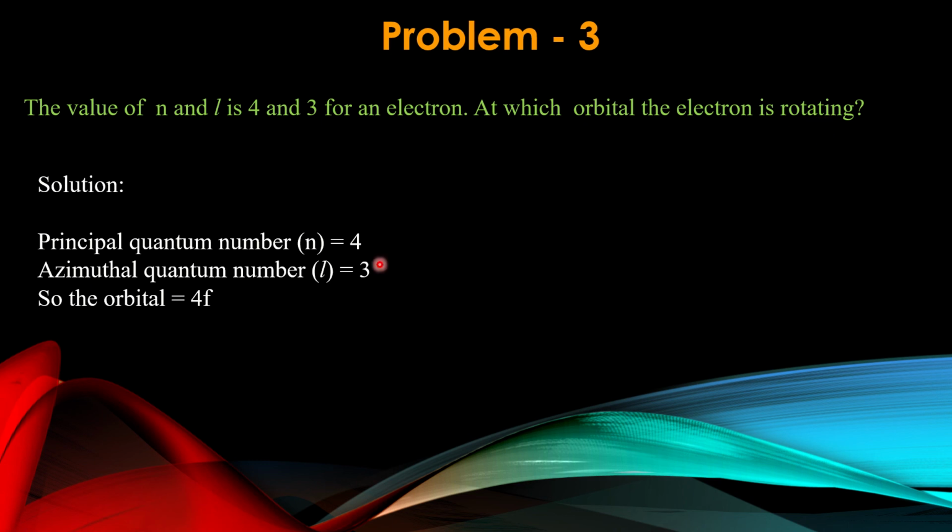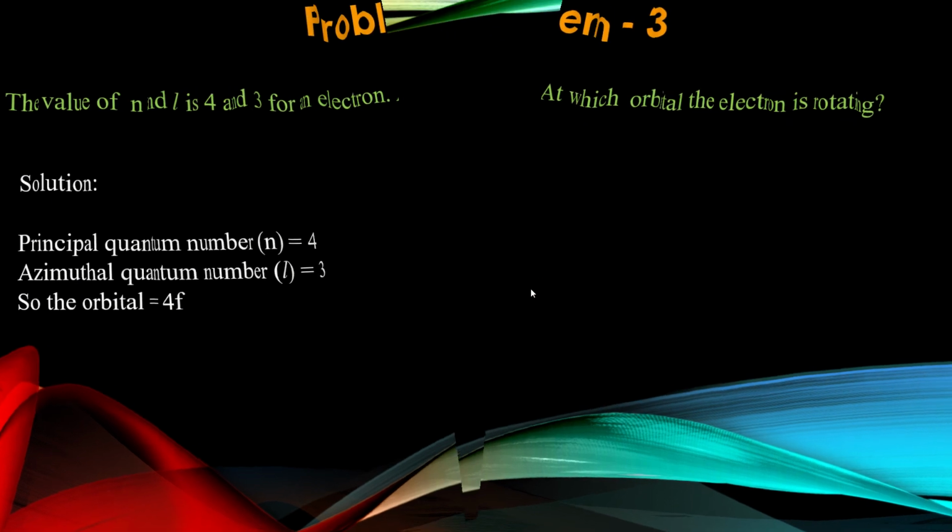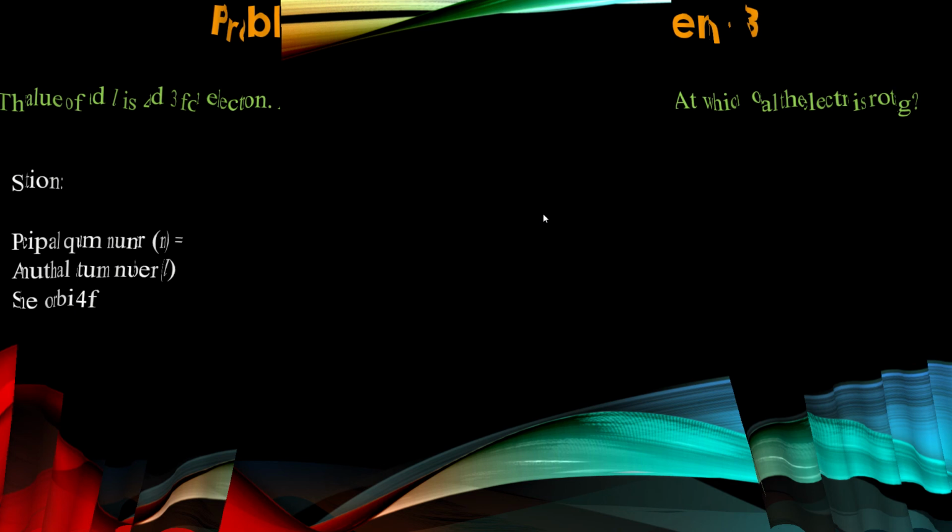So dear students, I told you that without knowing about all the quantum numbers, you cannot determine the exact position of an electron. But just from these two quantum numbers, we can determine the principal shell energy level and the type of orbital where an electron resides.